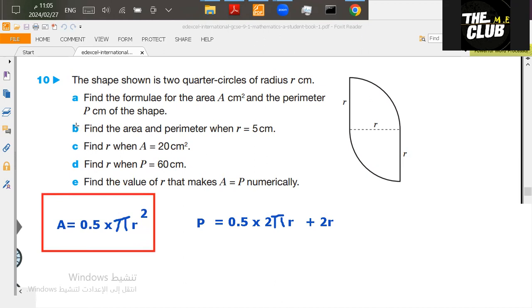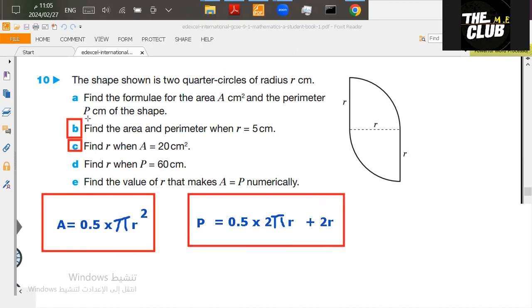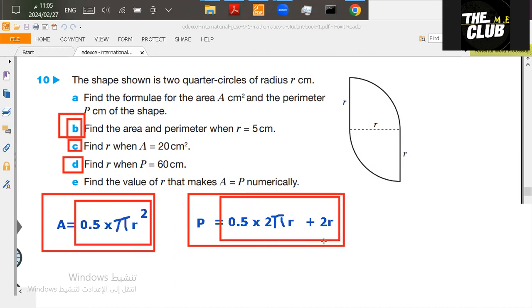You can use it to answer questions B and C. And this is the perimeter. You can use it to answer B and D. And at the end, you're going to say A equals B. It means this part equals this part. And you can simplify and find the radius that makes them equal to each other. Okay. Now let's move on to the next one.